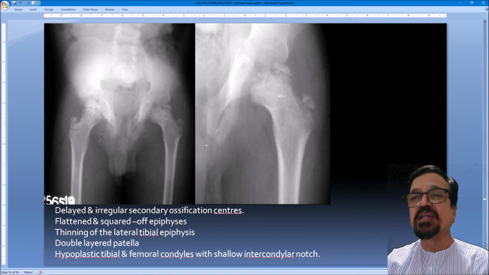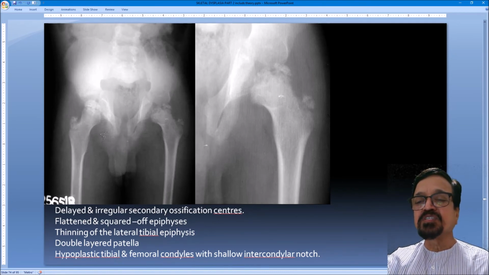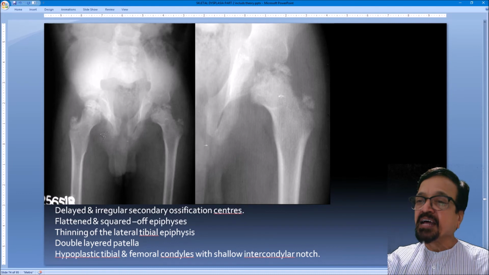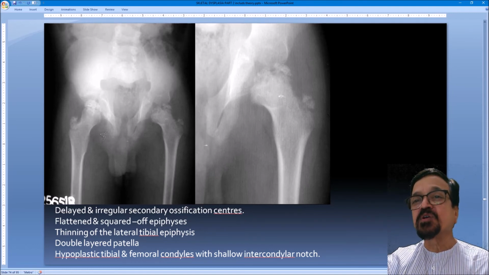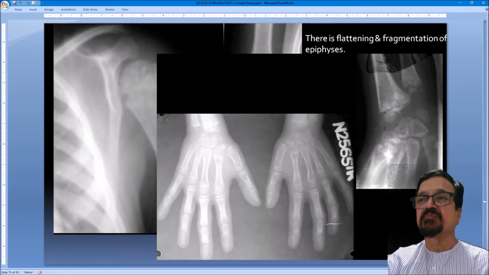Now here we are seeing the features: delayed and irregular secondary ossification centers, flattened and squared epiphyses, thinning of the lateral tibial epiphysis, then double layered patella and hypoplastic tibial and femoral condyles with shallow intercondylar notch. These features are listed to complete the list, however they are not seen in the present radiograph. Now here again there is flattening and fragmentation of the epiphysis. These are the different cases.